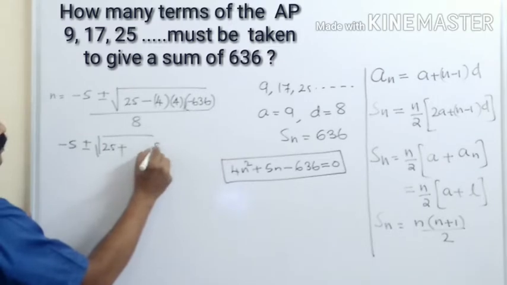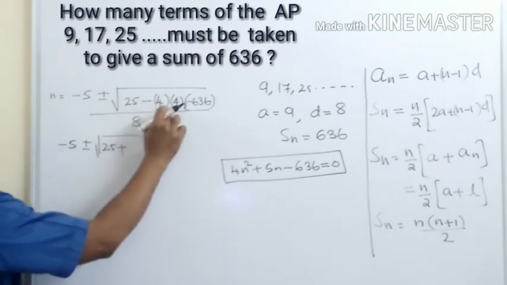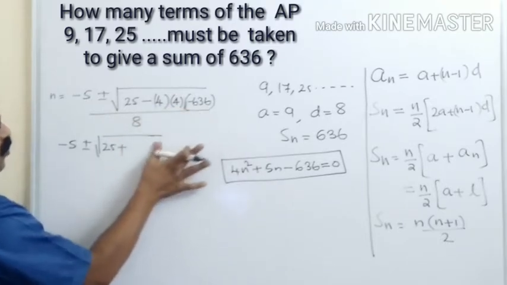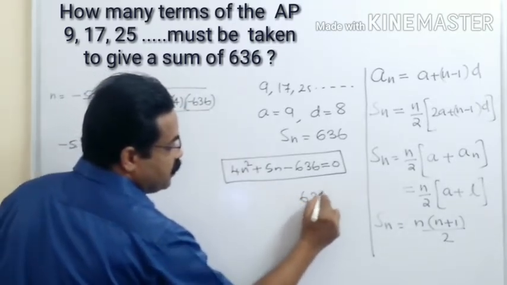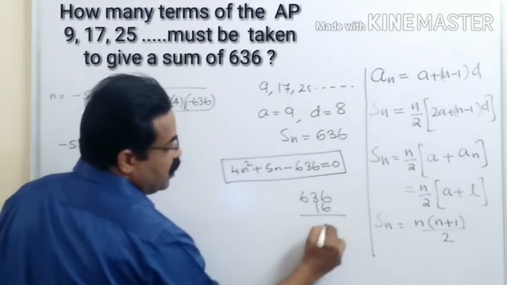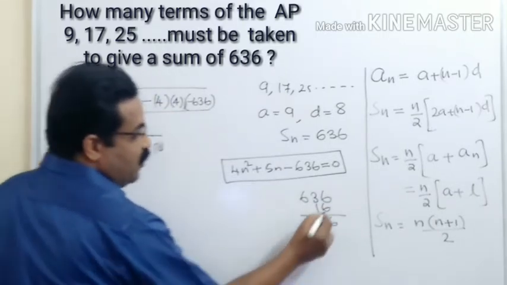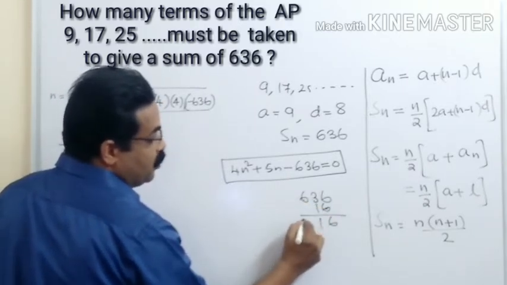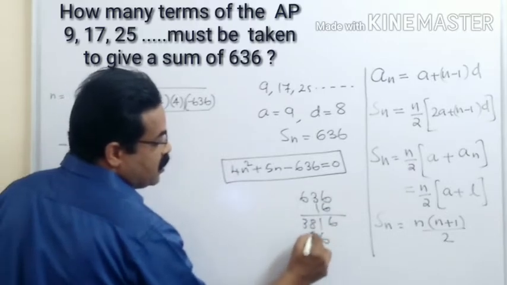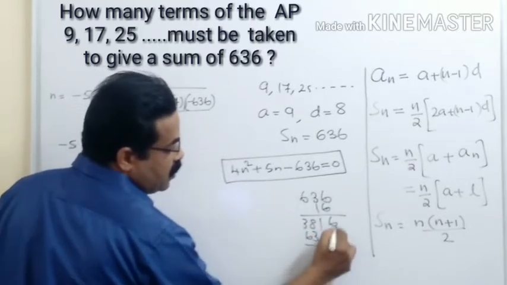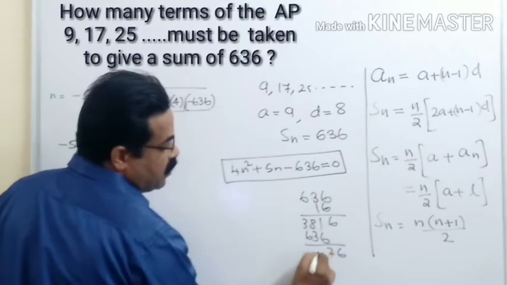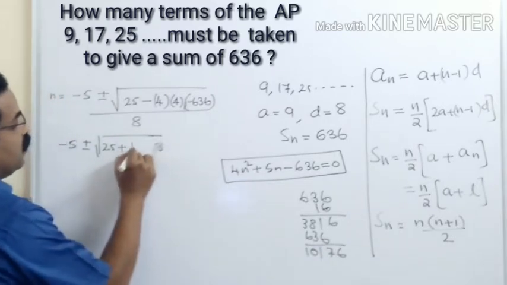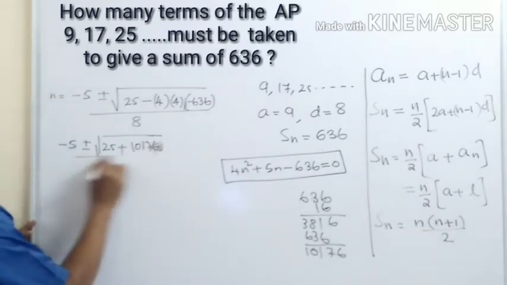8 into 8, 4 into 4, 16, sorry, 16 into 636. So how much will it be? 636 into 16. That gives 10176, divided by 8.